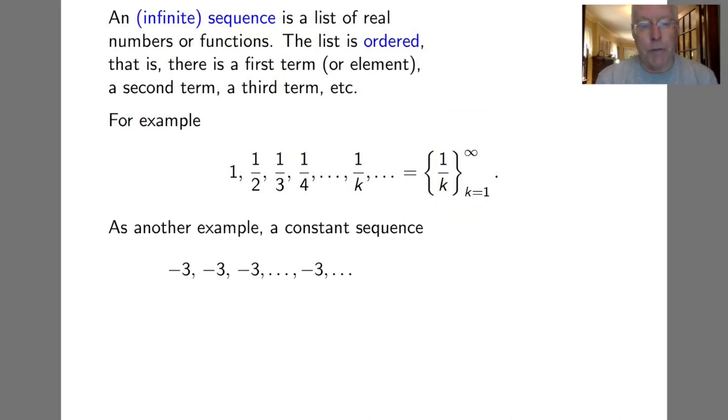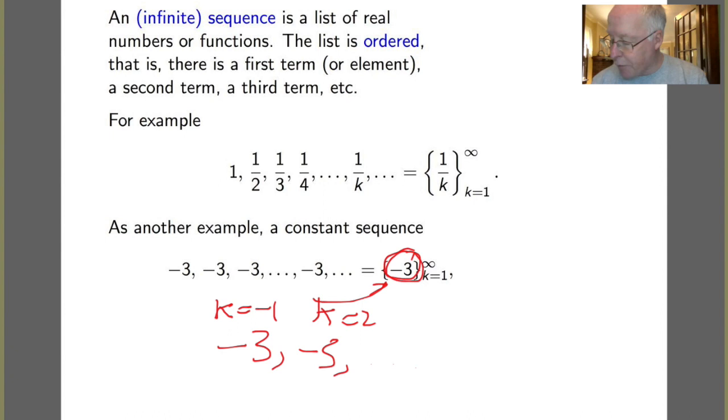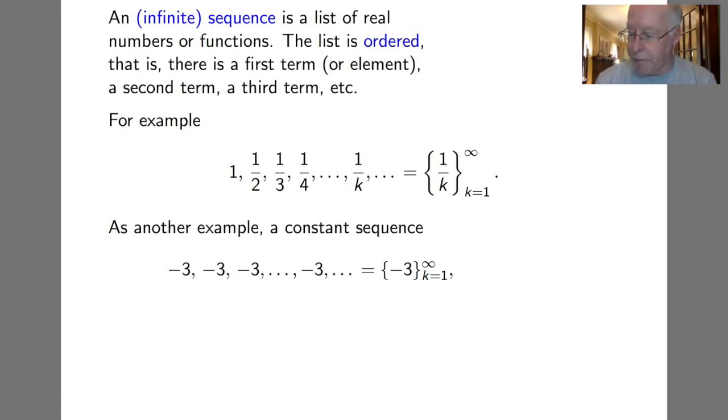Another example of a sequence, a very simple one, is the constant sequence. In this case, we just have minus 3, minus 3, minus 3. Every term of the sequence is equal to minus 3. We describe this as minus 3 as k runs from 1 to infinity. And once again, the instructions in here now say when k equals 1, what does minus 3 equal? Well, it's minus 3. When k equals 2, what's the value of the thing in here? Again, it's minus 3, etc. And that's the sense in which this constant sequence is generated.